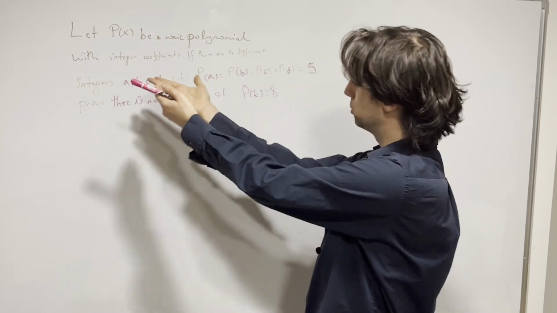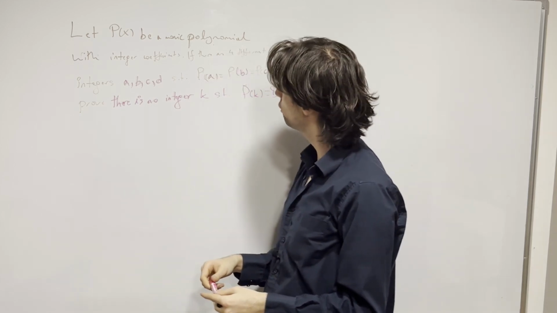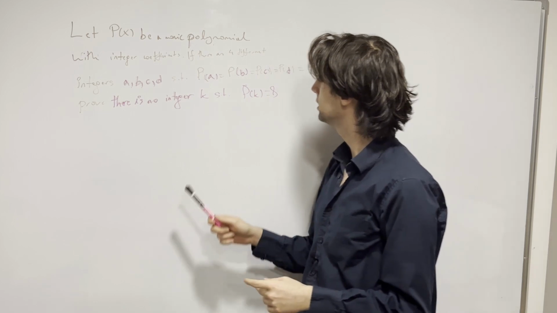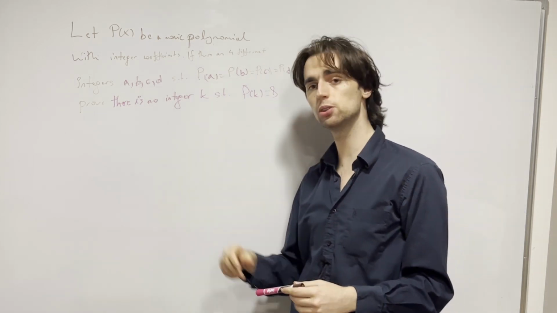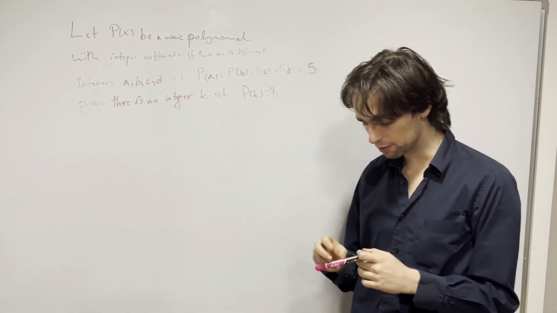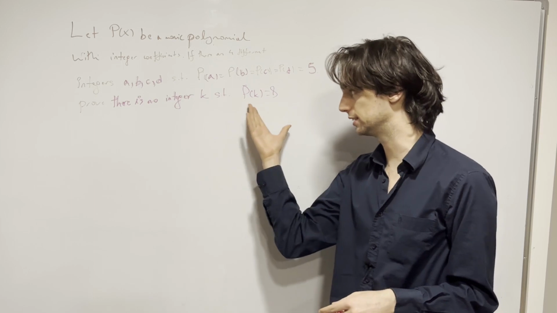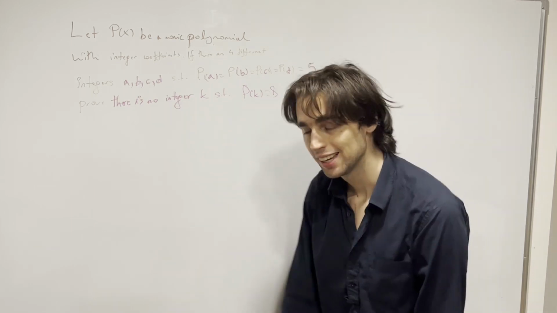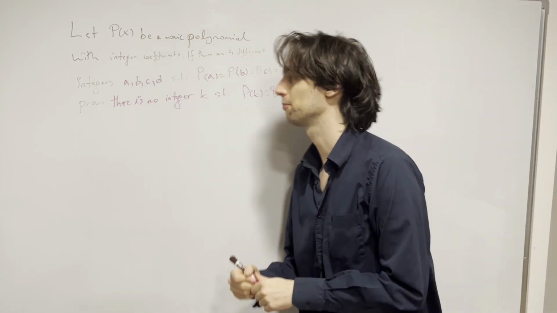And here's the problem. So p of x is a monic polynomial with integer coefficients. If there are 4 different integers a, b, c, d such that p of a is p of b is p of c is p of d is 5, prove there is no k such that p of k is equal to 8. So, how are we going to prove there does not exist such an integer k? Assume it does. And if you haven't assumed so, take another 5 minutes now.